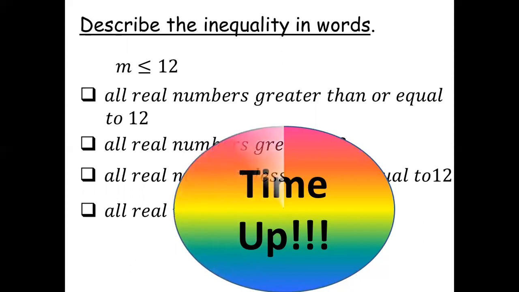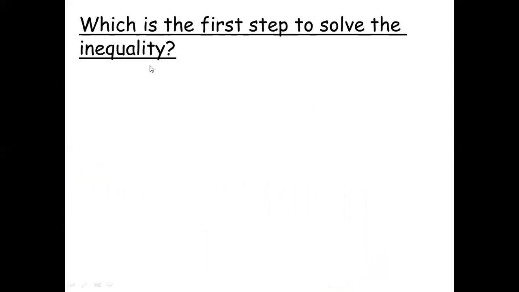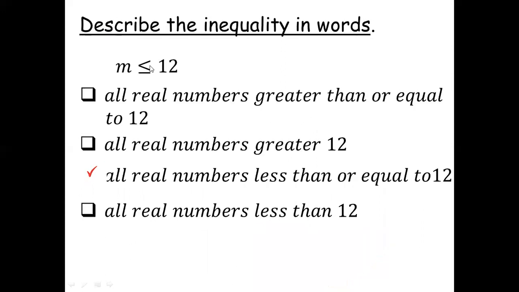So your time's up. The correct answer for this question was the third one, all real numbers less than or equal to 12. That's because you can see the inequality symbol given is less than or equal to. Because m represents numbers, rather than saying m is less than or equal to, say all real numbers less than or equal to 12, right? So let's move on to the next question.